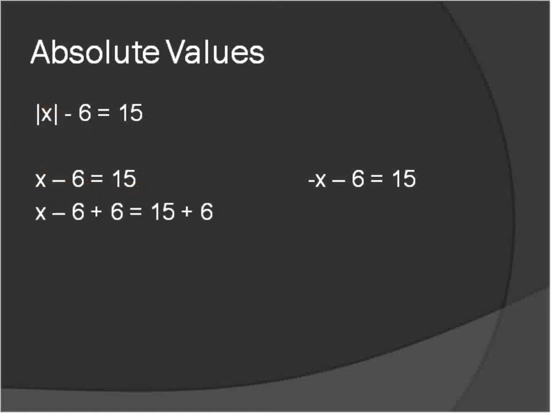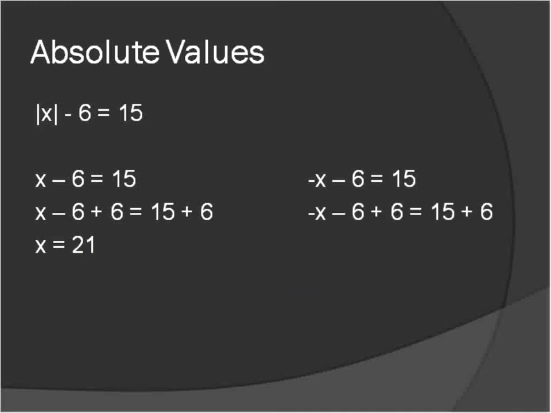x minus 6 equals 15. To get x by itself, I'm going to have to add 6 to both sides of this equation. See, minus 6, if I add 6, it'll cancel it out, and I'm left with just x on the left. But I have to have my 15 plus 6, in other words 21, on the right side. So x is equal to 21.